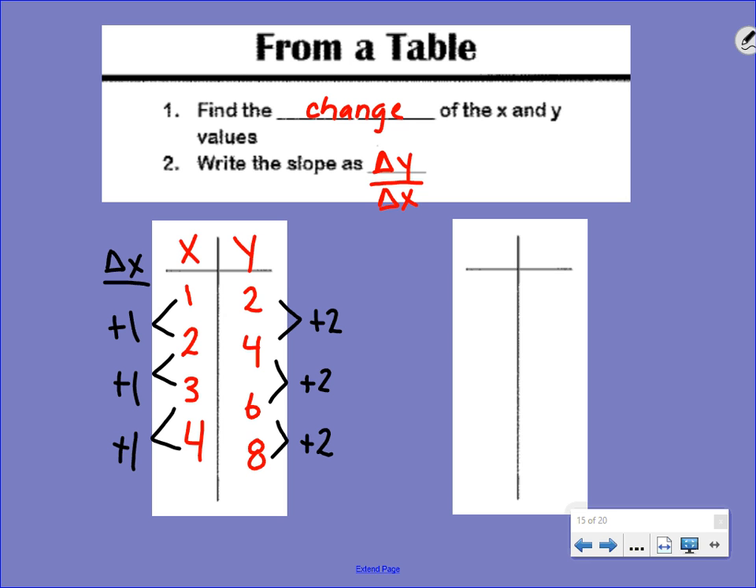So to write our slope for this table, we write the change in y over the change in x. Well, our change in y is 2 over our change in x, 1. So our slope is 2 over 1, or we could just say our slope is 2.